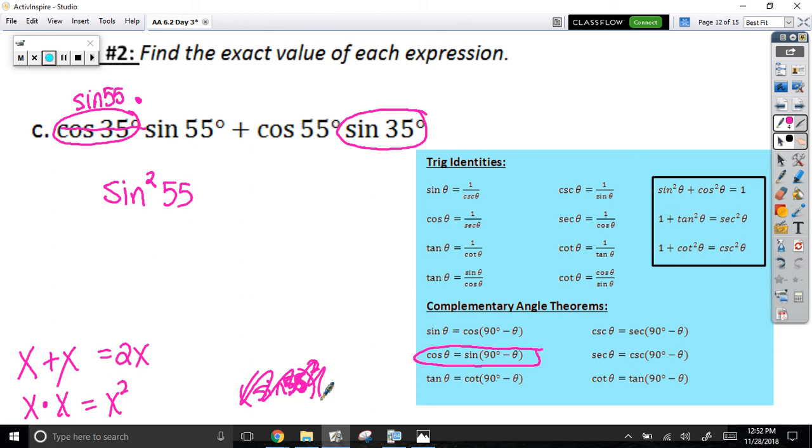All right, change the sine 35 over here. That will be equal to cosine of 90 minus 35. So that'll be cosine of 55. So I have cosine times cosine, which will be cosine squared. And sine squared plus cosine squared equals 1, using our identity over here.